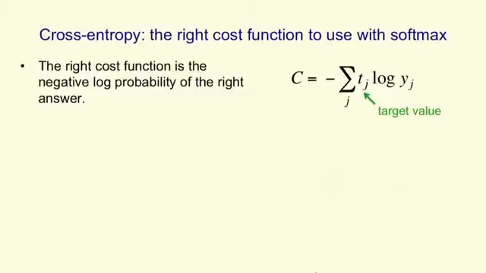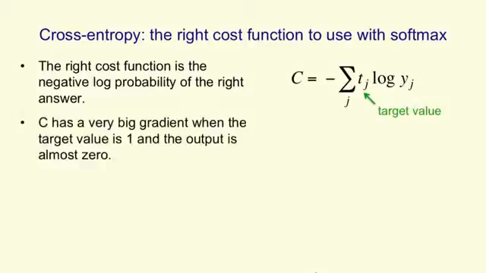So if one of the target values is a 1 and the remaining ones are 0, then we simply sum over all possible answers. We put zeros in front of all the wrong answers, and we put 1 in front of the right answer, and that gets us the negative log probability of the correct answer, as you can see in the equation. That's called the cross-entropy cost function. It has a nice property that it has a very big gradient when the target value is 1 and the output is almost 0. You can see that by considering a couple of cases.